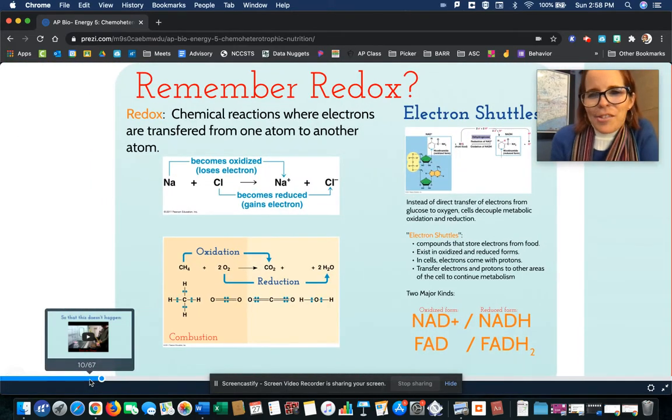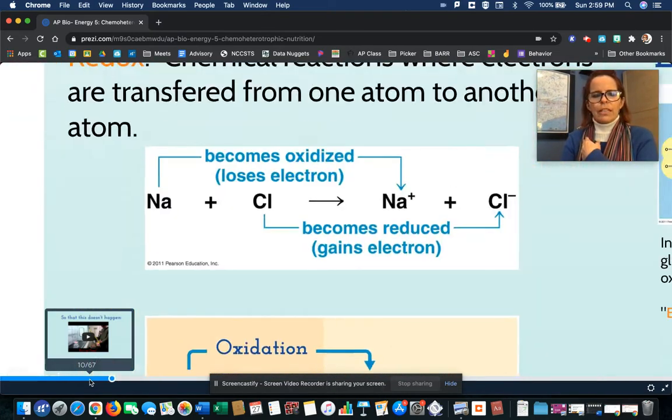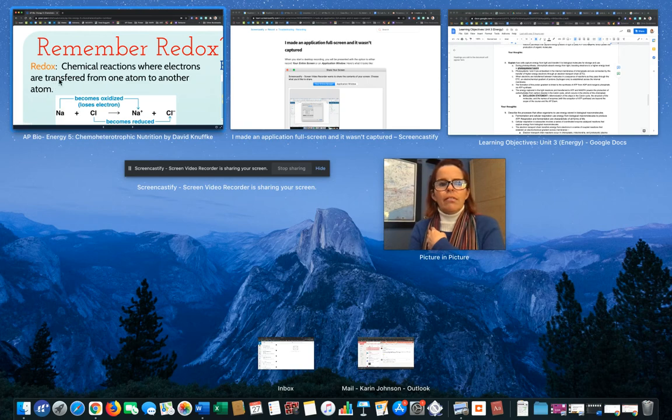So redox reactions. We talked about redox reactions in chemistry class. It's a word where they combine the word reduction and oxidation into one word, and they call them redox reactions. So redox reactions are chemical reactions where electrons are being moved from one atom to another, an ionic reaction. And we've seen that a million times in chemistry class. So take a look at this a little bit closer.